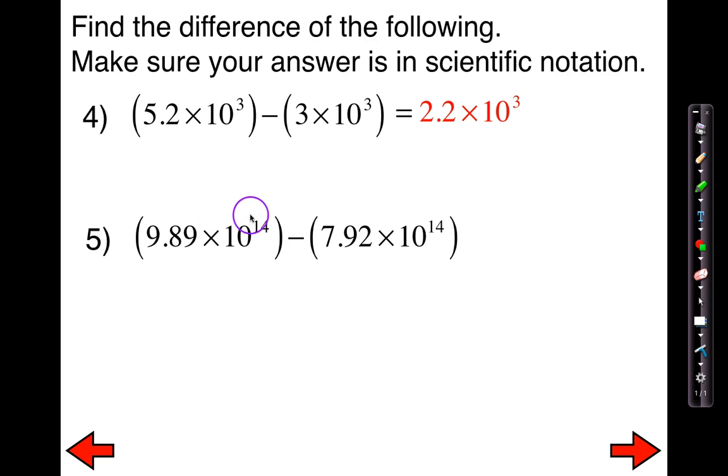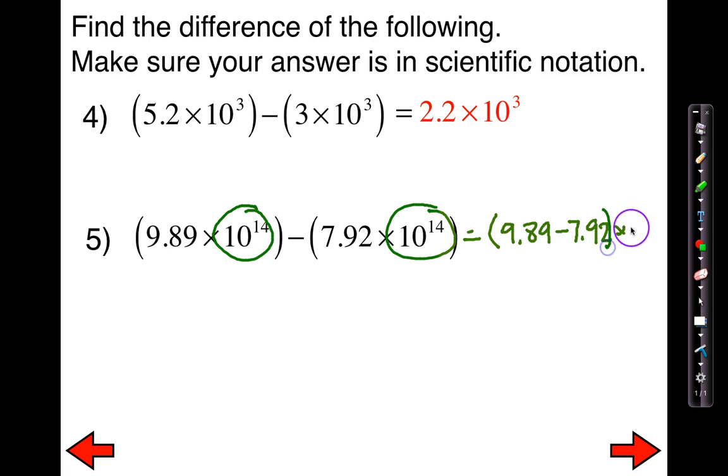Once again, we have the same base raised to the same exponent, so all I would have to do is work with the coefficient. It is a subtraction problem, so I'm going to subtract the exponents. Sorry, not exponents, coefficient. So I'm going to put 9.89 minus 7.92 times 10 to the 14th.